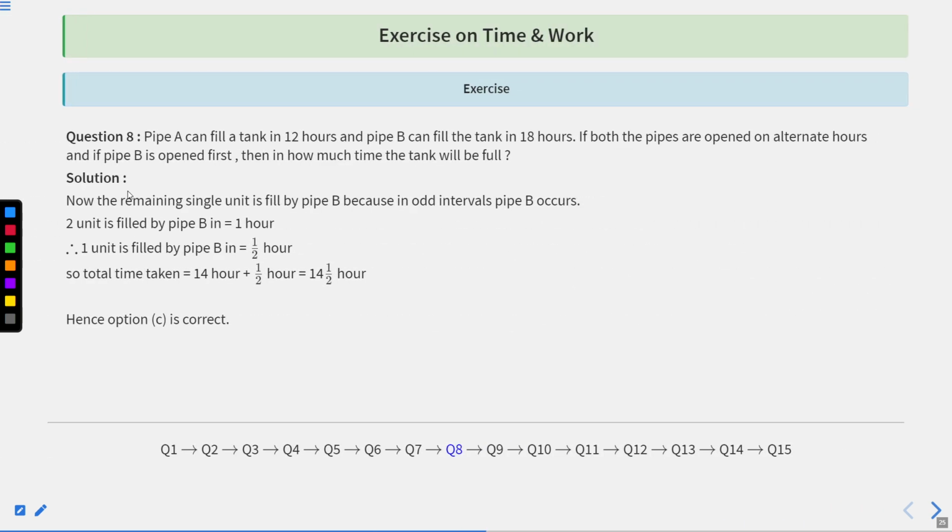Now the remaining single unit is filled by pipe B because in odd intervals pipe B operates. So 2 units are filled by pipe B in 1 hour, so the 1 unit will be filled by pipe B in half an hour. Correct? So the total time taken will be 14 hours plus the half hour, that is 30 minutes. So 14 and a half hours will be the time required to fill the tank completely when the pipes A and B are opened on the alternate basis. So the correct option here is option C.